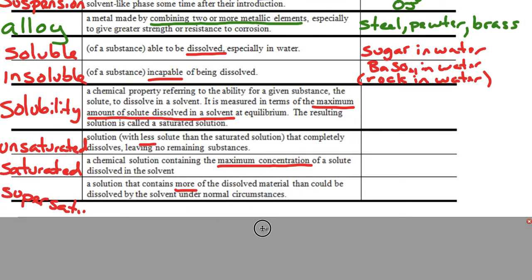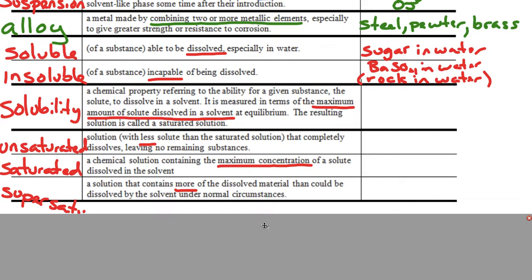And there are three terms with that. And this is what you're going to work on with your worksheet. And it's actually fairly straightforward.